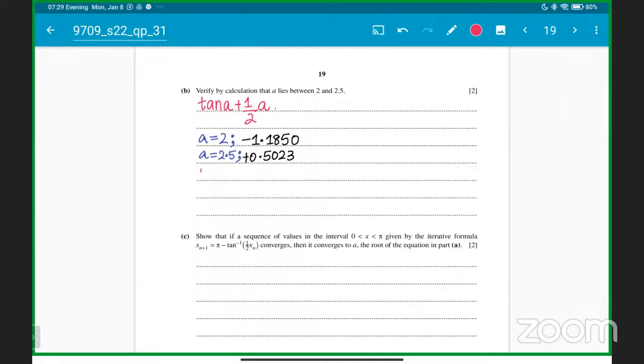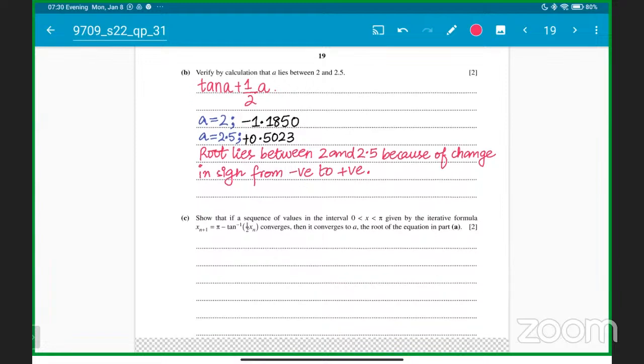So you can simply say that the root lies between 2 and 2.5 because of the change of sign. This should always be easy for 2 marks. The root lies between 2 and 2.5 because of the change in sign from negative to positive. Understood, guys? Clear on this? Following?